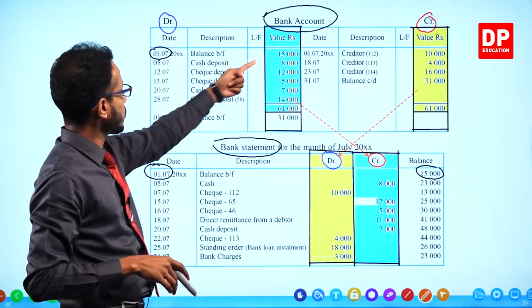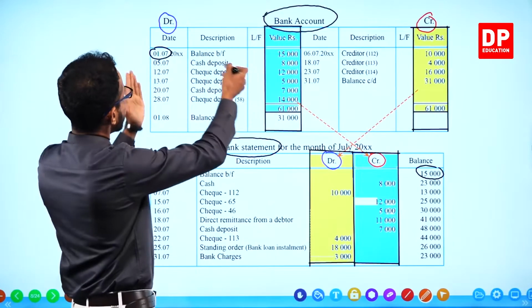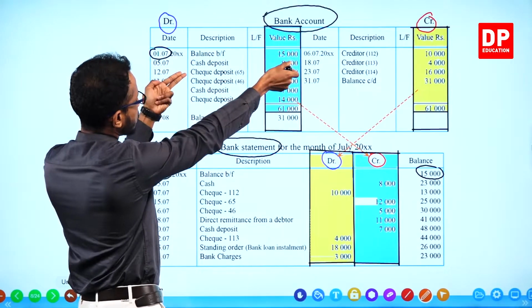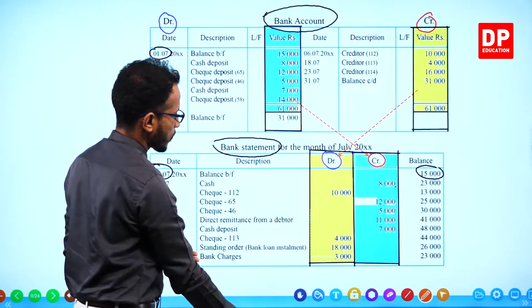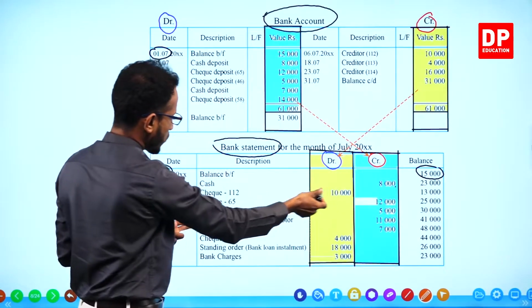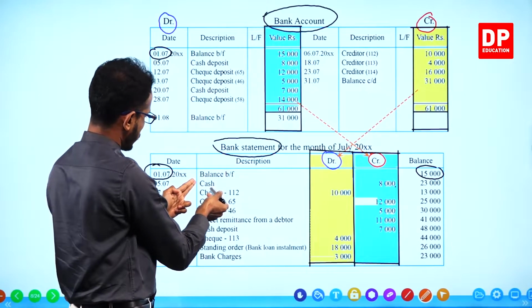Second item, cash deposit 8,000. Let's check 8,000 whether it's there in the credit side. 8,000 is there. Check the description of it. Cash.